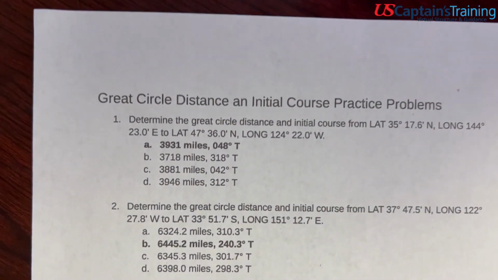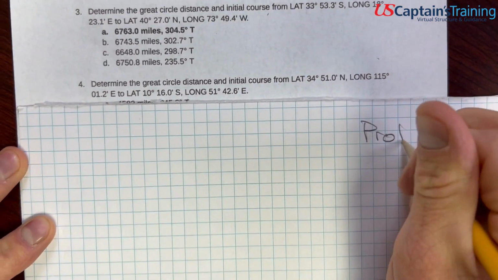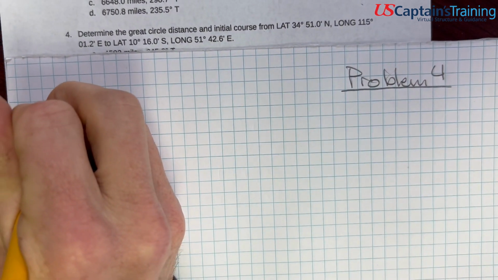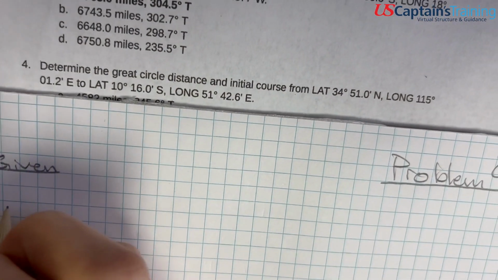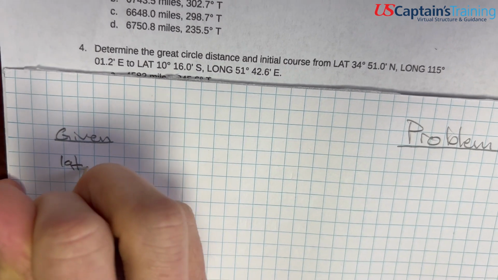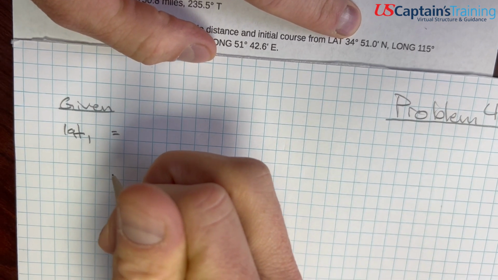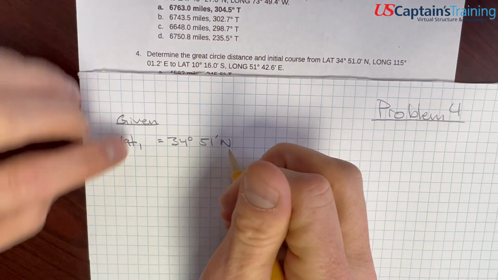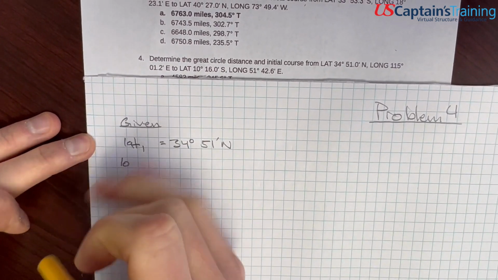Great Circle Distance and Initial Course Practice Problem 4. Let's take a look at Problem 4. It gives us a couple coordinates. These are given in the problem. We call them lat 1, long 1, lat 2, long 2. Lat 1 is equal to 34 degrees, 51 minutes north. We're going to give ourselves a little bit of room here so that we can convert these to degrees in a second.